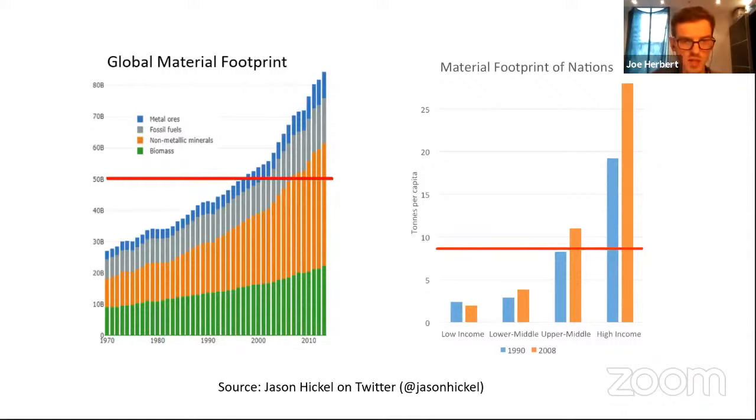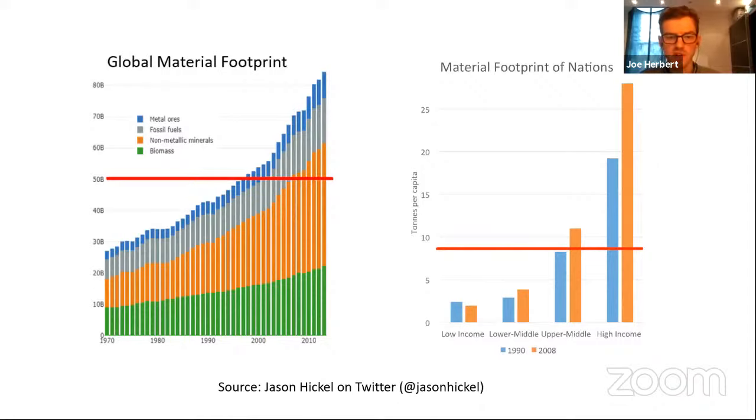And you can see that obviously we've shot past that since the 90s by quite some way. But another important way to look at it is also the distribution of this material use. So on the right-hand side, you can see the global material footprint broken down into different nations. And obviously, you can see the high income nations and some upper middle nations as well account for the vast majority of the Earth's total material use. And then the low income nations account for very little of it.